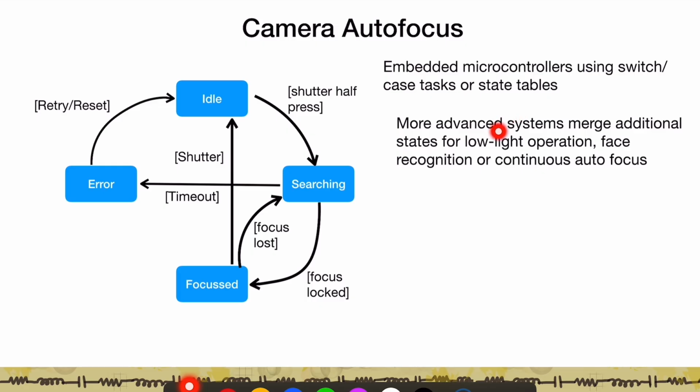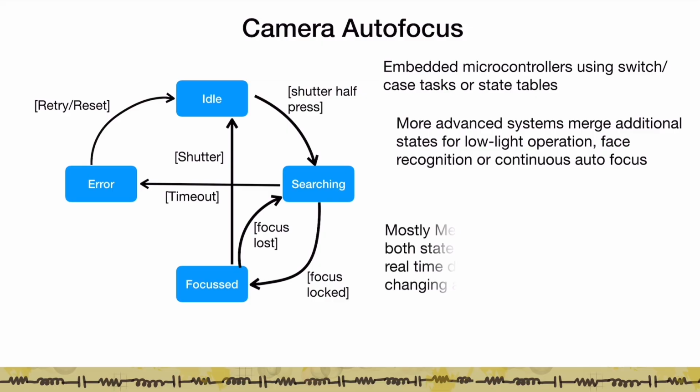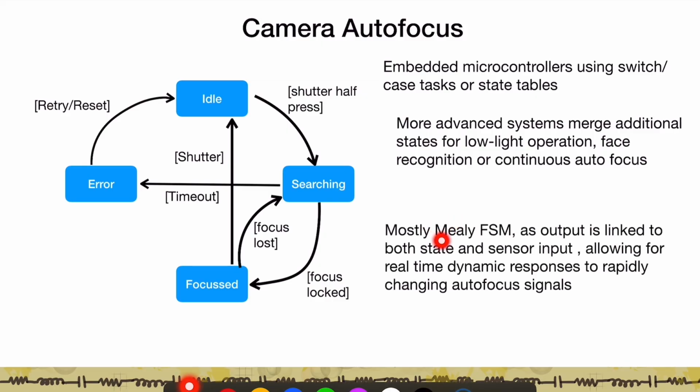You can also think about advanced systems which use additional states, say for low light operation, for face recognition, etc. Now this would normally be a Mealy implementation simply because the output is linked to both the state and the sensor input, and because you want real-time dynamic response, a Mealy is a better option to implement this FSM.